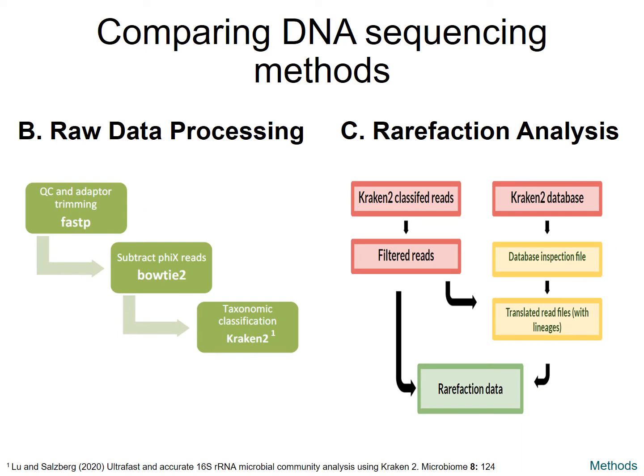The raw sequencing data was processed using the program Kraken-2, which allowed for taxonomic classification, as seen from the figure on the left. Using the same program, we were also able to conduct rarefaction analysis, which allowed us to have a look at species abundance, outlined here on the right.